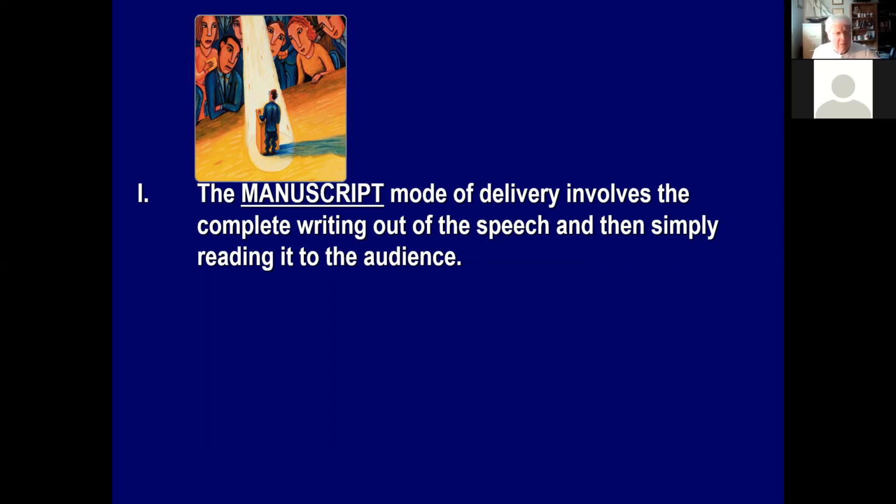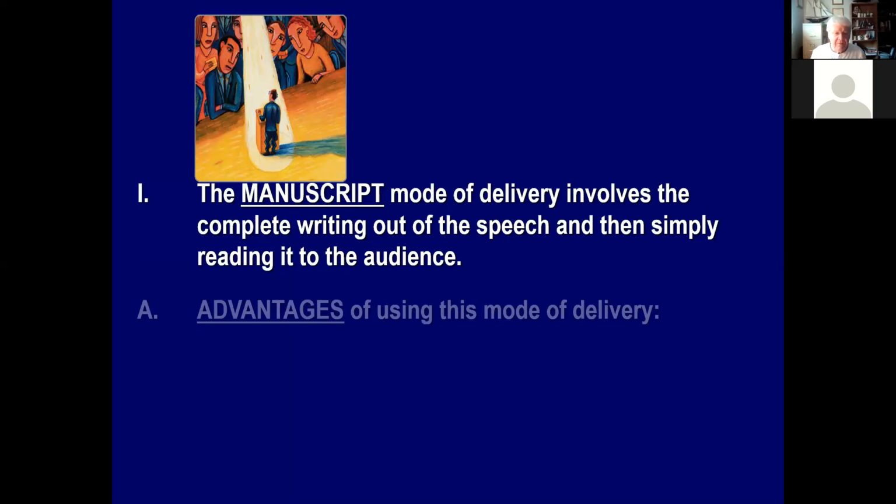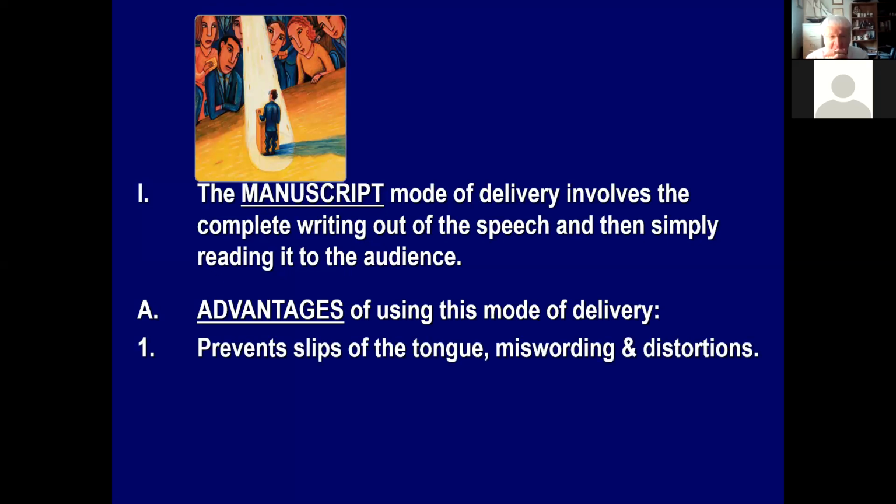You can use any of these modes of delivery, but every one of them has strengths and every one of them has a limitation, and you need to be aware of those limitations too. So let's look at those. The first mode of delivery is the manuscript mode. You write it out, you read it. There are advantages of this mode of delivery. To start with, it prevents a slip of the tongue, or miswording, or distortions.